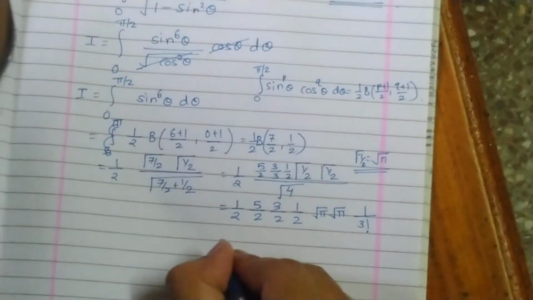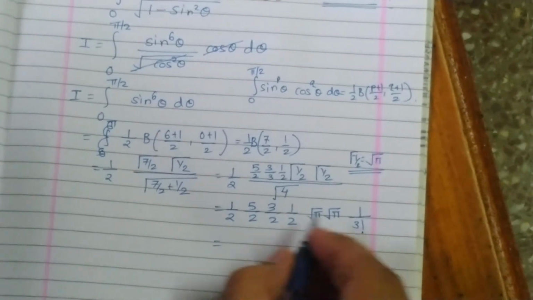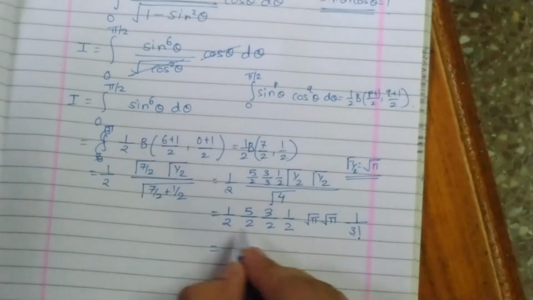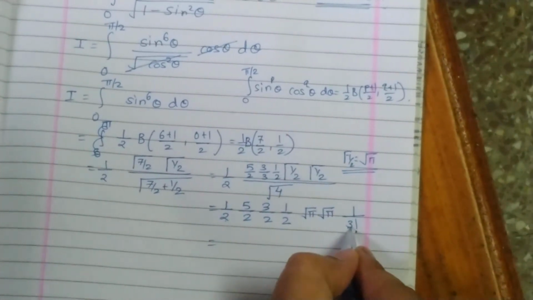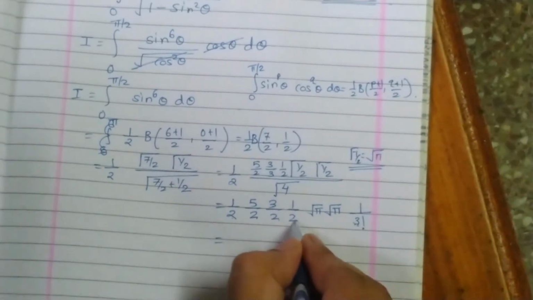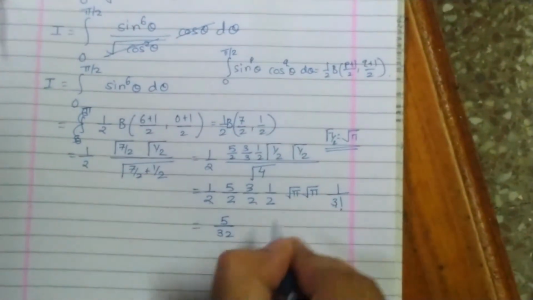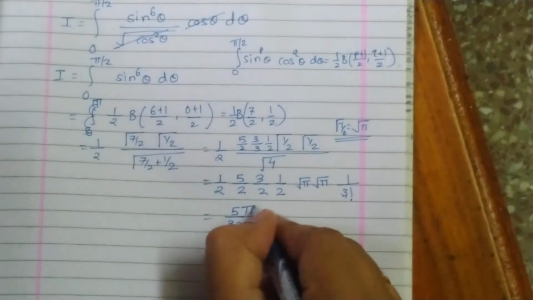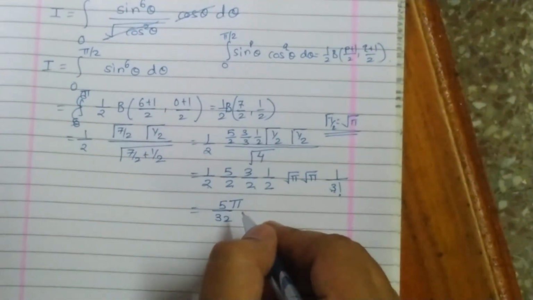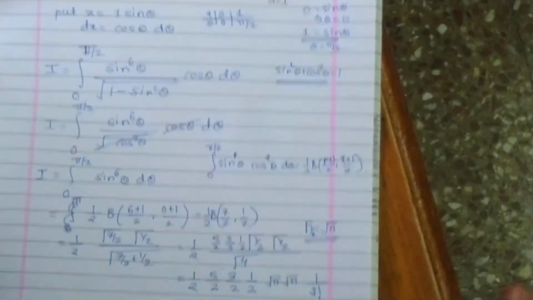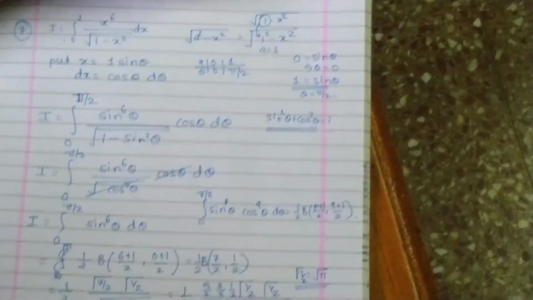Okay. So what I am getting, 3 factorial is 6 and here I am having 3. So 3 and 3 get cancelled, and we get 2 here. So 2 into 2 into 2 into 2 into 2, that becomes 2, 4, 8, 16, 32. So 5 by 32 root pi into root pi becomes pi. So hence what I am getting, 5 pi upon 32 is the answer of this given integral. Okay, so I will move to the next example.